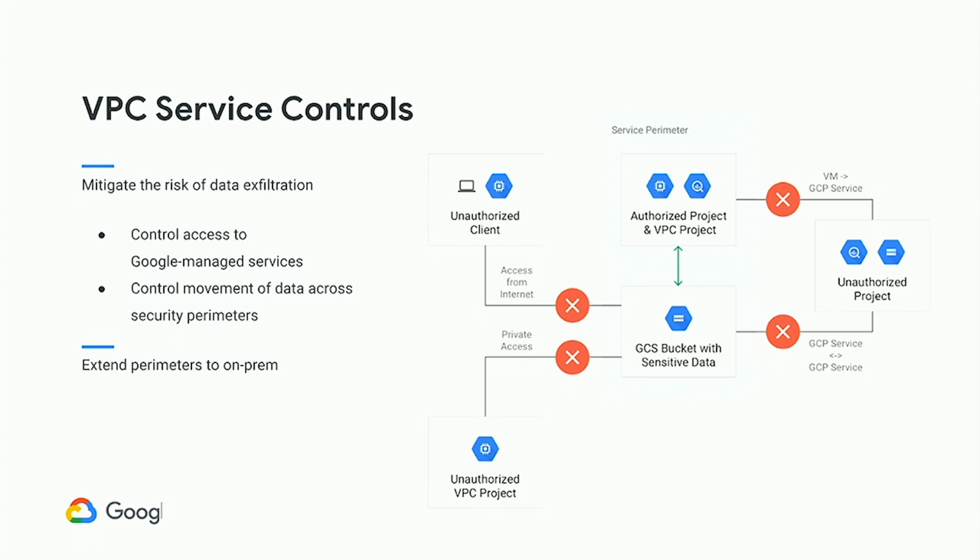Another really important aspect of security design is ensuring that you mitigate the risk of data exfiltration. You can do this now using VPC Service Controls, so that you define a service perimeter or a security perimeter outside of which your data should not be accessible or allowed to be copied. With the functionality of allowing private access to Google services from your on-prem network via VPN or interconnects, the definition of your security perimeter can also be extended to your on-prem.